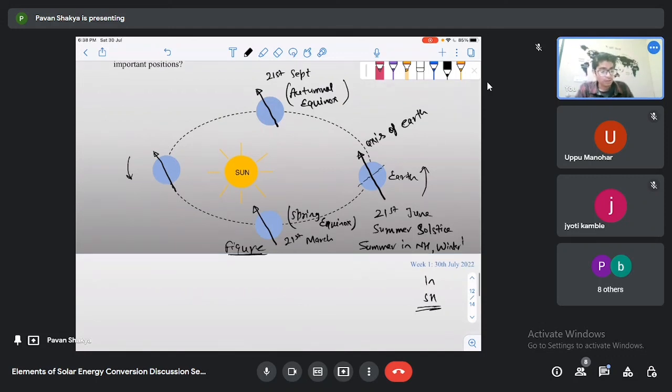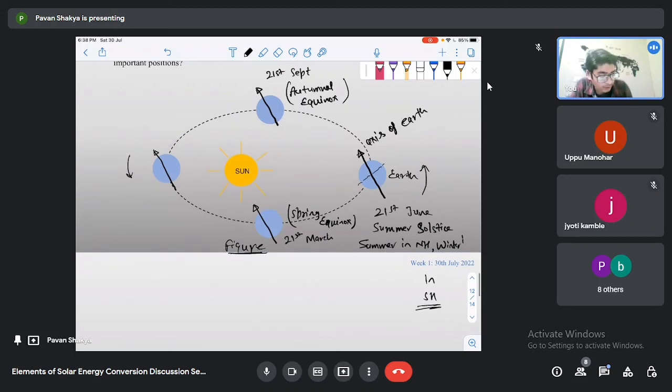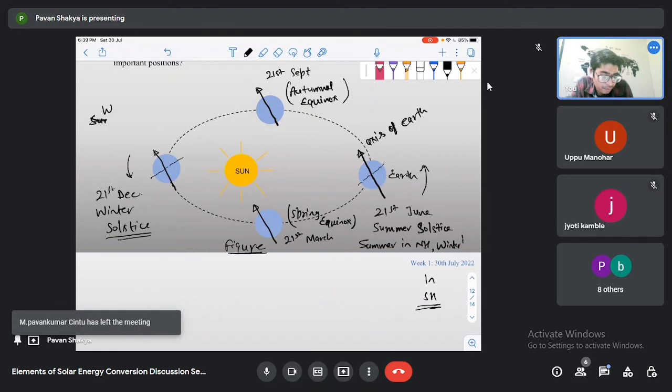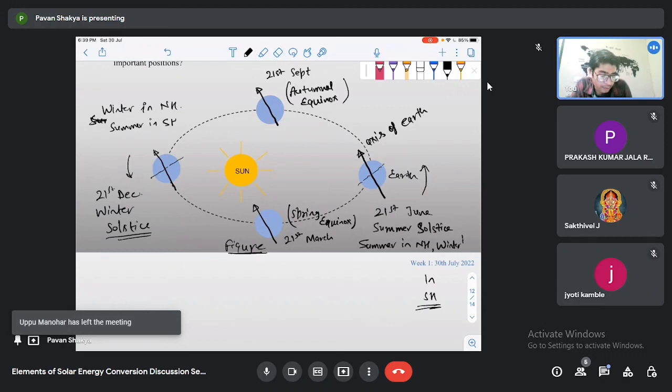Now the remaining fourth position occurs on 21st December, and this one is called the winter solstice. From the figure we can see that the southern hemisphere is tilted towards the sun. So at this time there will be winter in the northern hemisphere, whereas summer in the southern hemisphere.